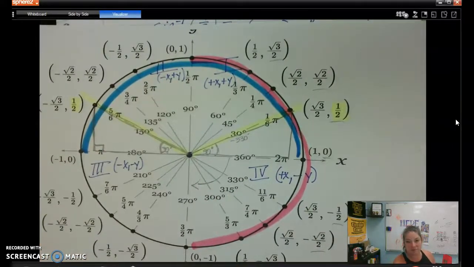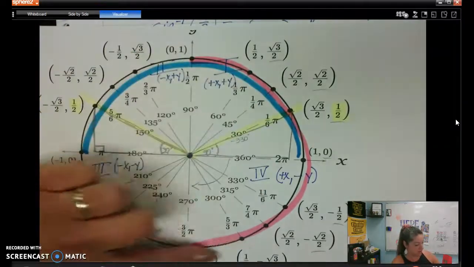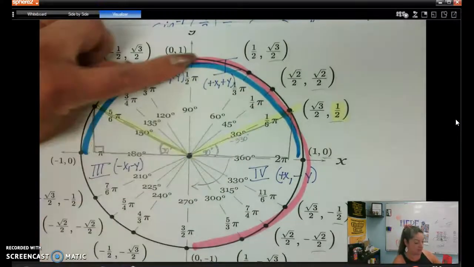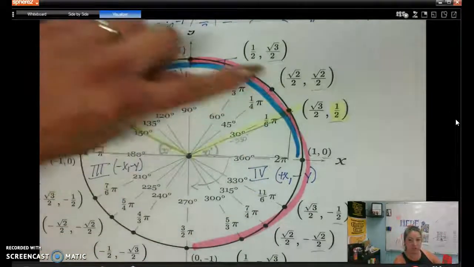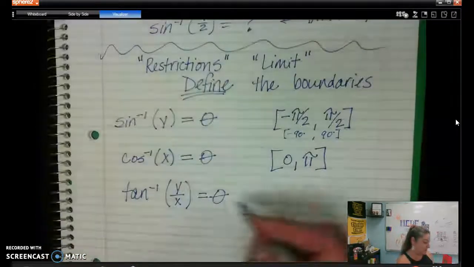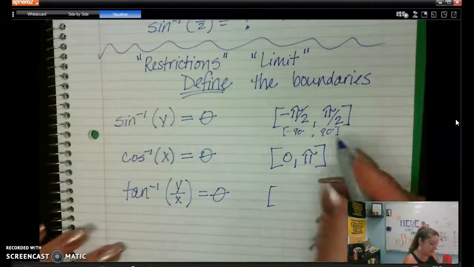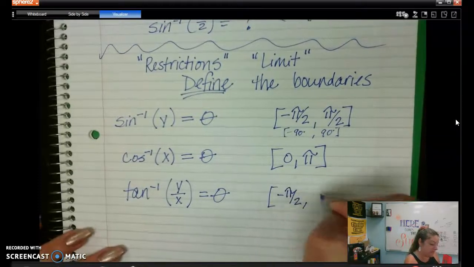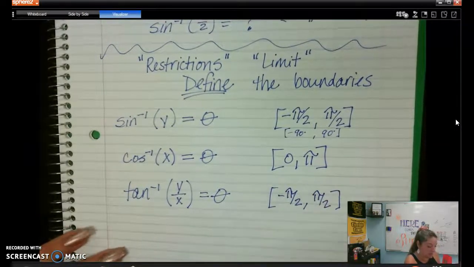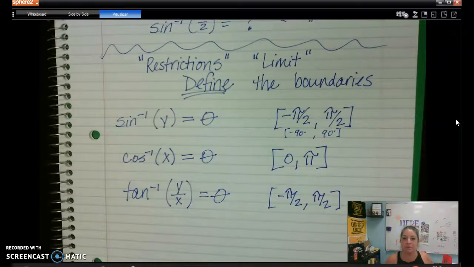Because the y is in the numerator, we usually talk about the tangent being defined from negative pi over 2 to positive pi over 2. So this one is the same as the sine. Now, what does that mean when we're actually doing these problems? That's what we're about to do. Let's go do a couple of examples so that you see what I'm talking about.